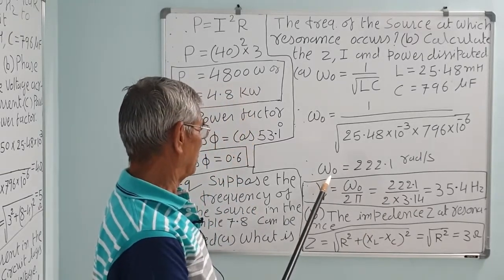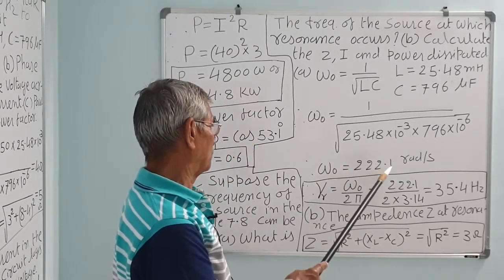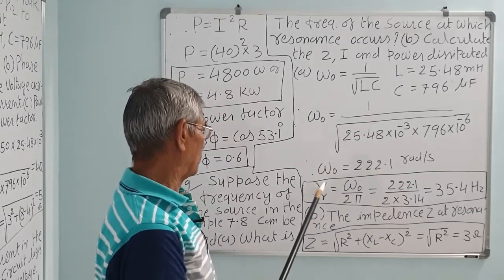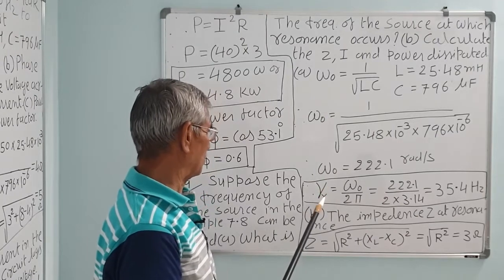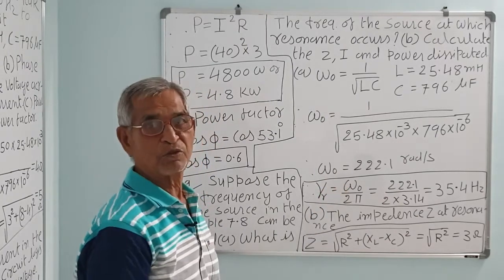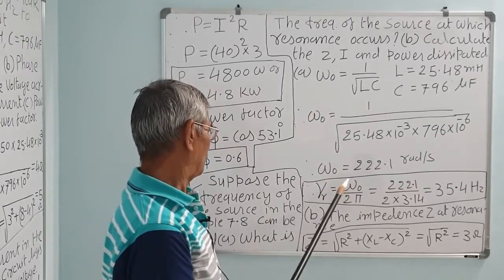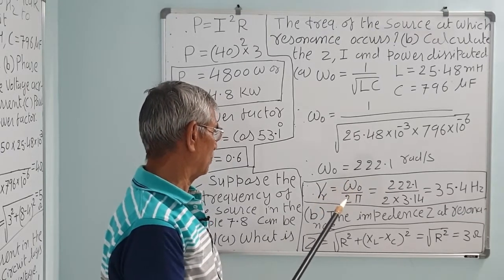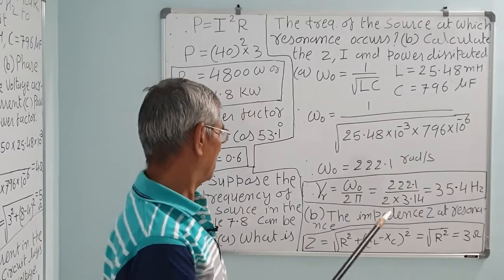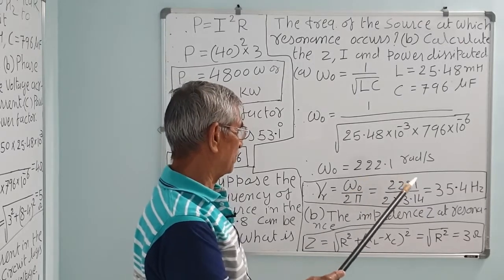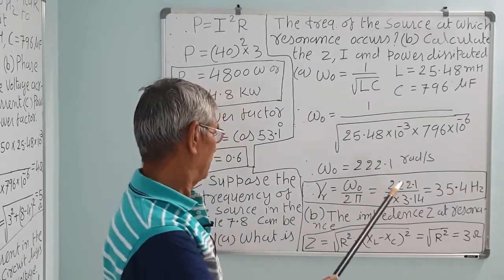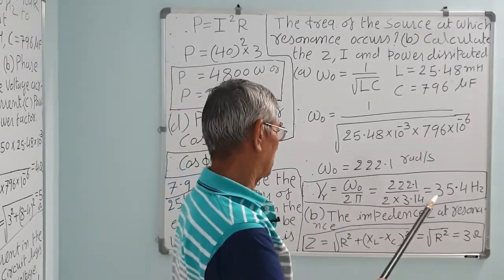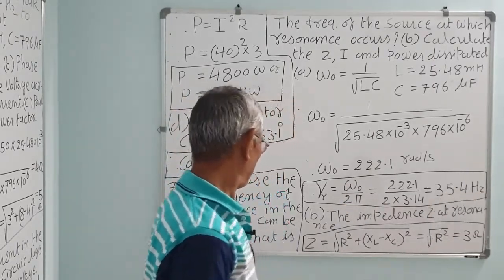So omega 0 is equal to 222.1 radian per second. This is the angular frequency. So the resonance frequency: we know that omega is equal to 2 pi nu. So nu, the resonance frequency, is equal to omega 0 upon 2 pi. That is 222.1 upon 2 pi, that is 2 into 3.14, that is 35.4 hertz.